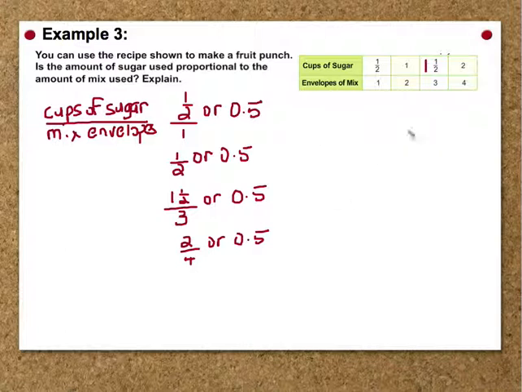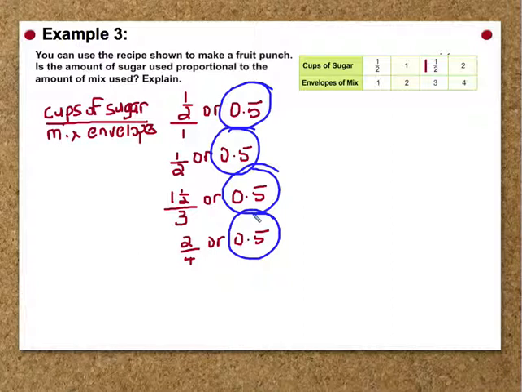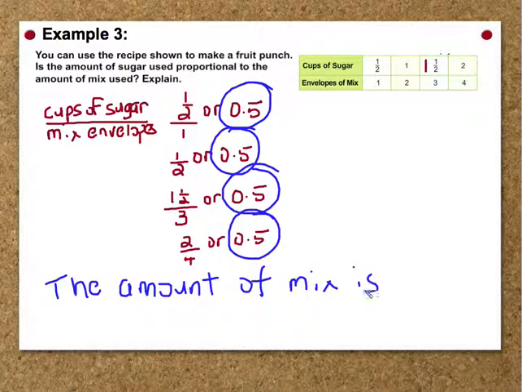So notice that all of these are the same. So that means that all of the ratios between the two quantities can be simplified to 0.5, right? So the amount of mix used is proportional. So we can write the amount of mix is proportional to the amount of sugar.